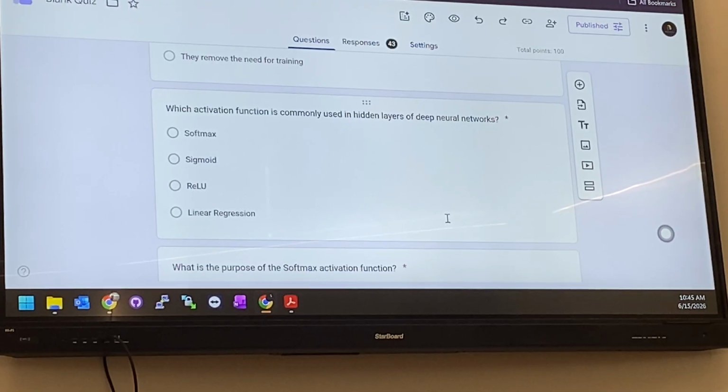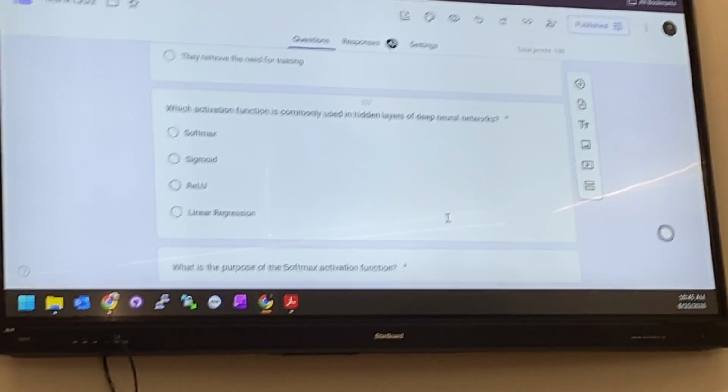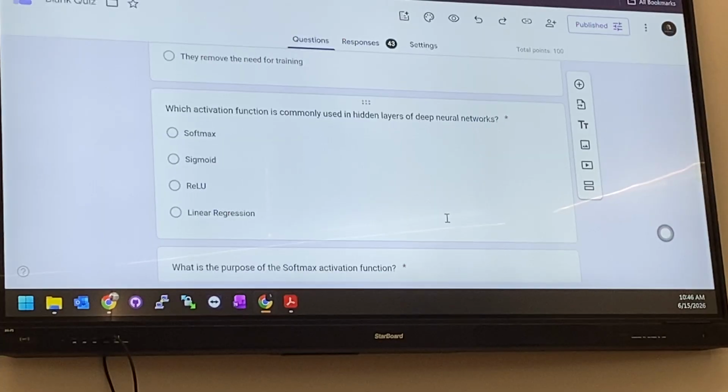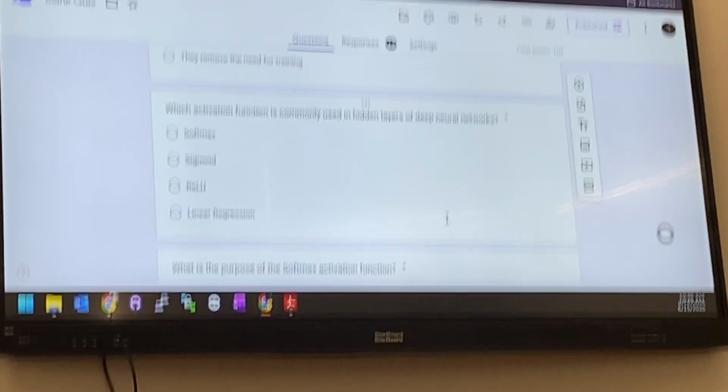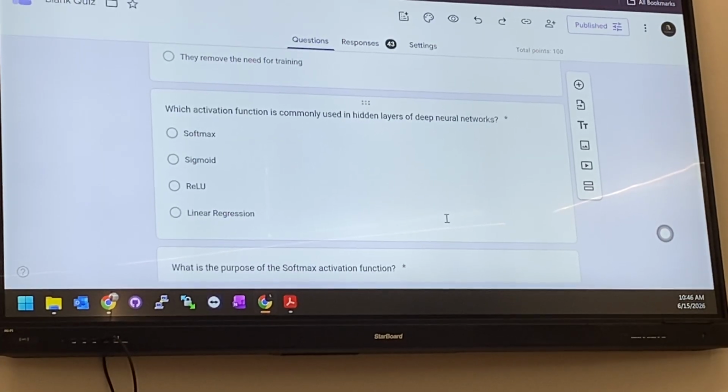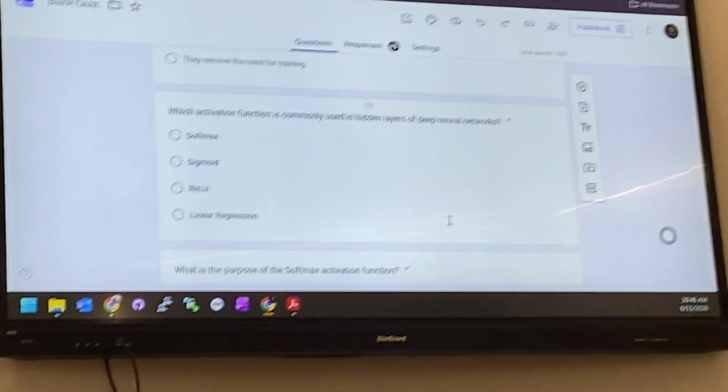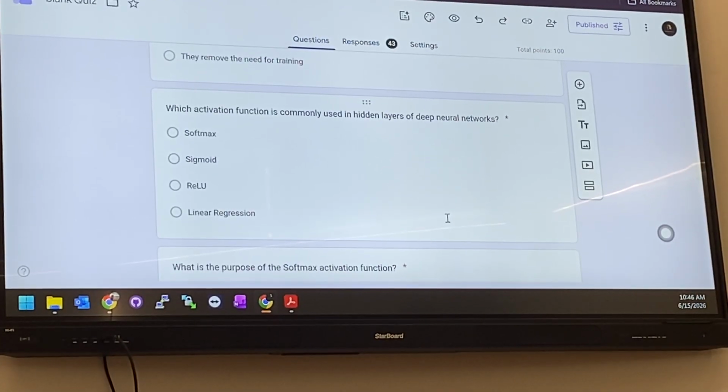Which activation function is commonly used in hidden layers of deep neural networks? What did you answer? Yes, I chose sigmoid. Okay, sigmoid. Yeah, so most common. So this is actually a tricky question. I mean, it's fine if you don't get it correct.